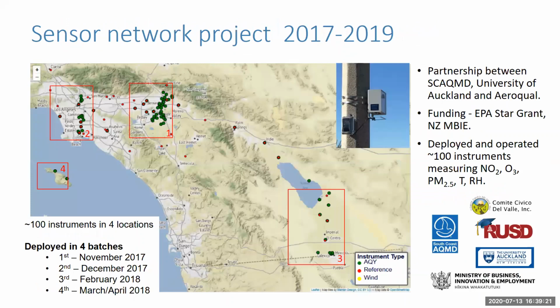We developed these methods during the course of a sensor network project that ran from 2017 to 2019, in which we deployed about 100 sensors in the South Coast area of California. We did this when working with partners, South Coast AQMD, University of Auckland, but also community groups such as CCV and the Riverside Unified School District. This essentially became our laboratory for the development of these techniques.